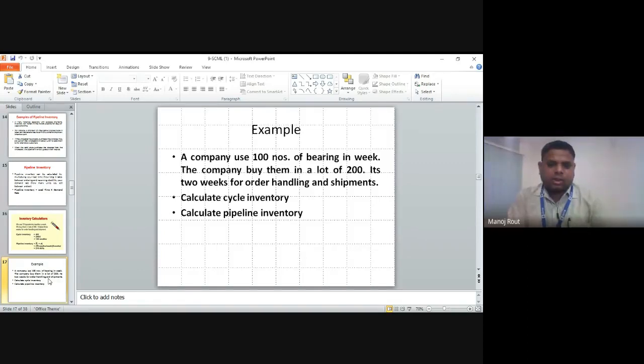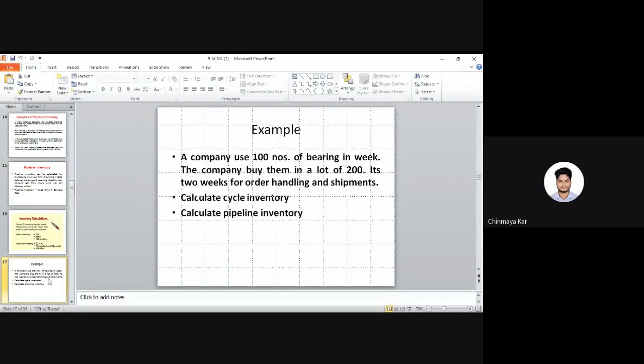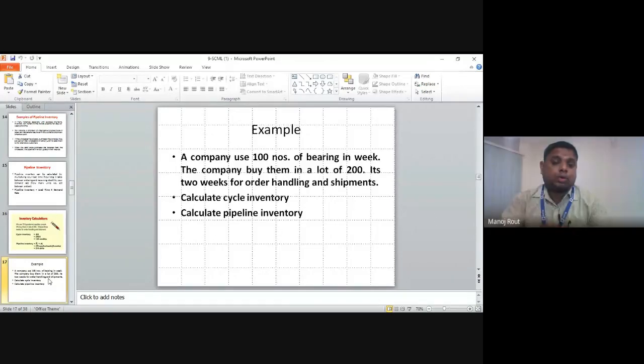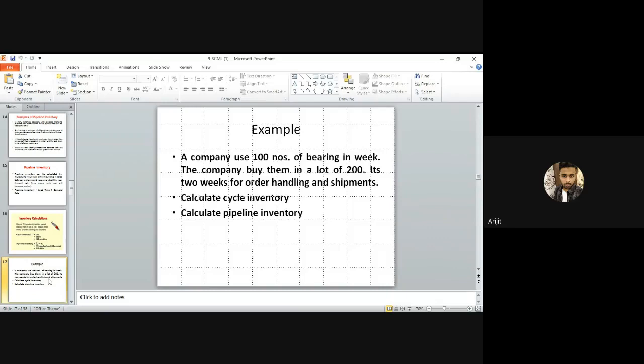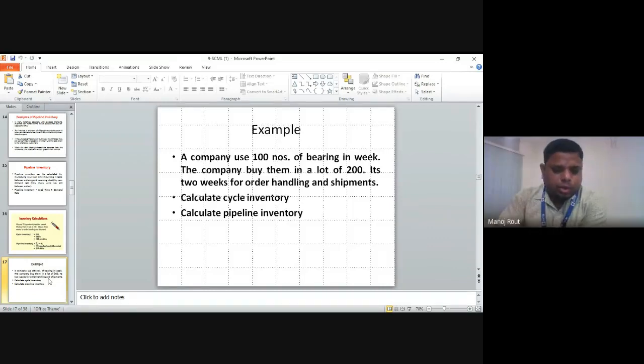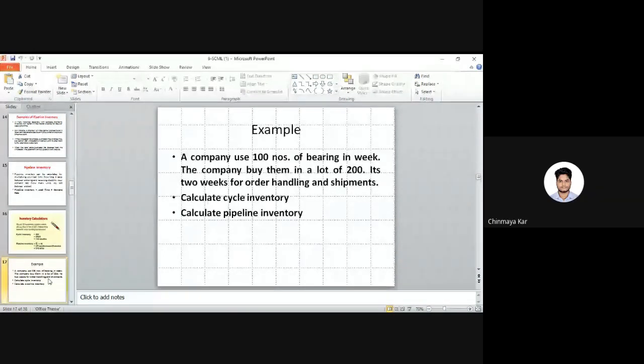And pipeline inventory is 100 into 2, that is 200. Clear? Only 2 weeks, not 24 days. Clear? Okay, moving to the next one.